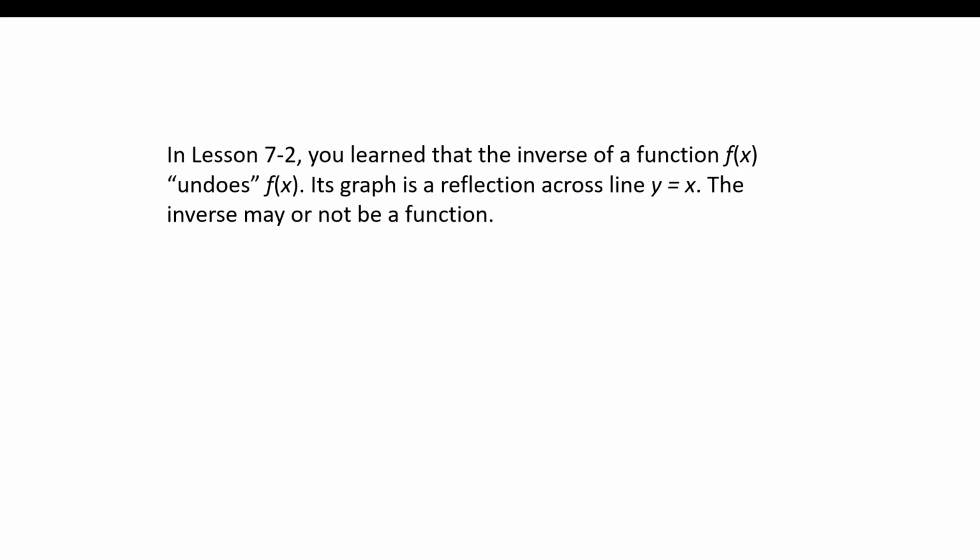In lesson 7.2, you learned that the inverse of a function f of x undoes f of x. Its graph is a reflection across the line y equals x, and the inverse may or may not be a function. So let's just put that in picture form here. If I have a graph that looks something like that, the line y equals x is actually this line right here. And the reflection across it would be the inverse. So my inverse graph would look something like that. It would reflect across that line y equals x.